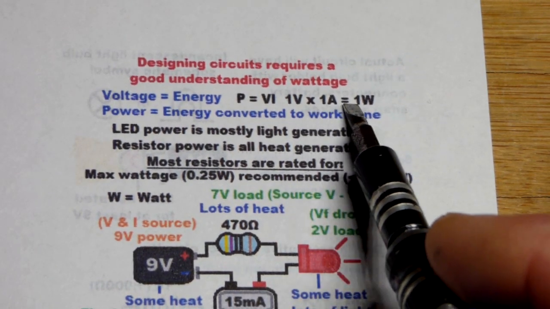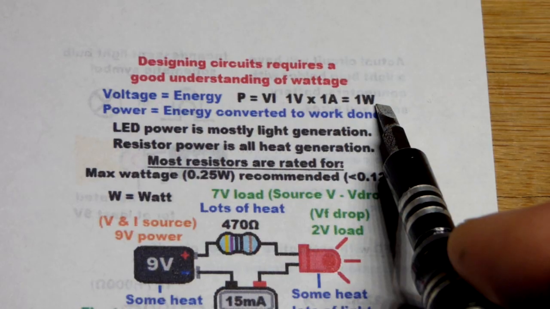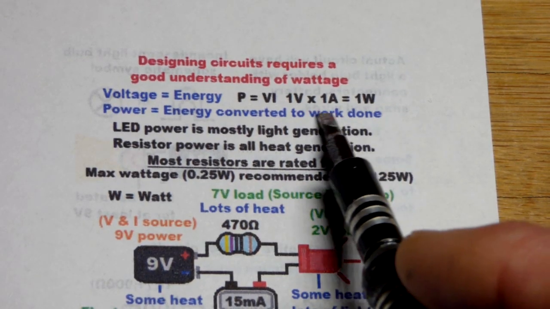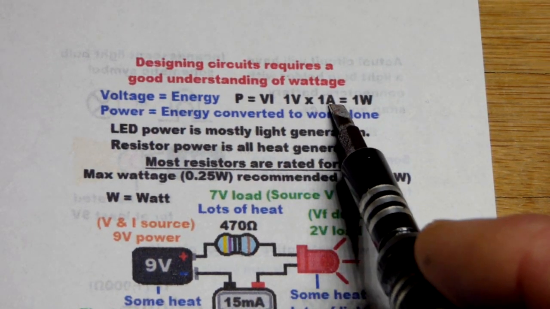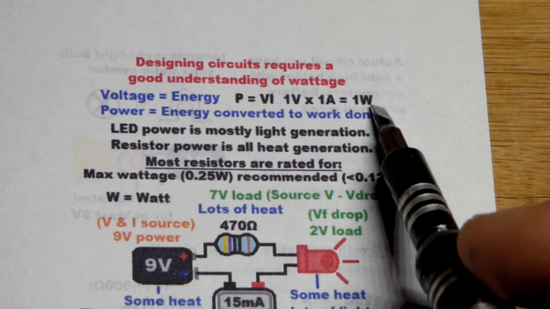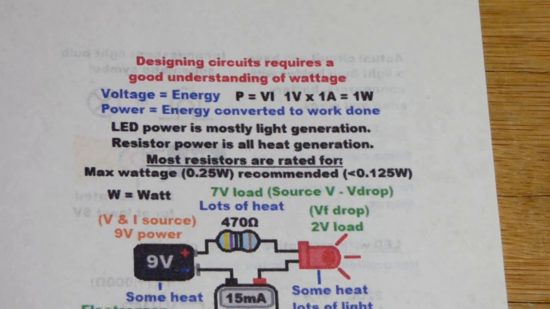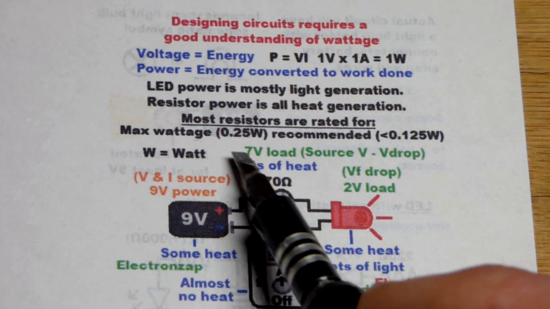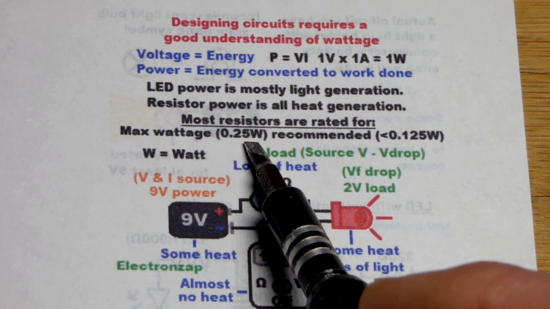So 1 volt times 1 amp equals 1 watt. That's pretty simple math right there. But if you got 2 volts times 2 amps, that would be 4 watts. So 4 times as hot. Not too complicated a math. Main thing is when you do the math, do it in watts.